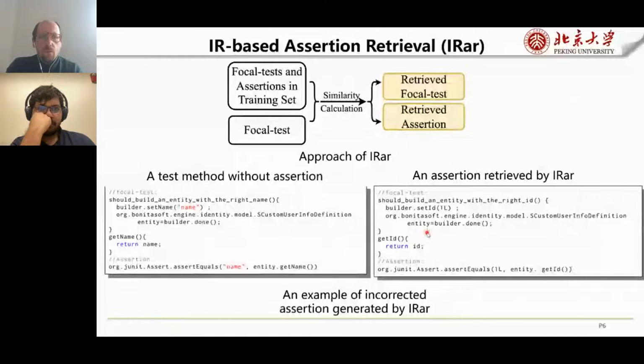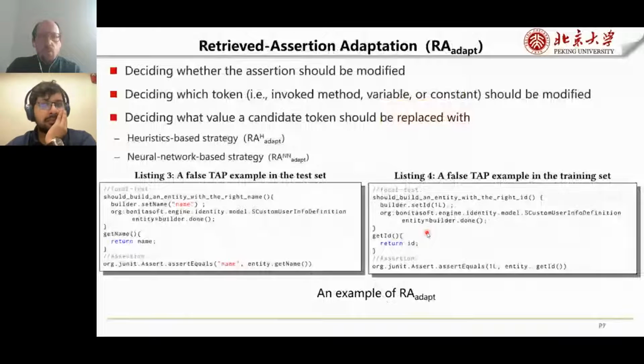Next, I introduce the IR adapt technique. I see the session track is autonomic systems and self-adaptation. I think this slide is the most suitable slide in our work for this session topic. In this slide, we propose an automated adaptation technique, Adapt. Adapt first decides whether the assertion should be modified. Adapt considers an assertion necessary for adaptation if it contains at least one token absent from the input focal plus test method.